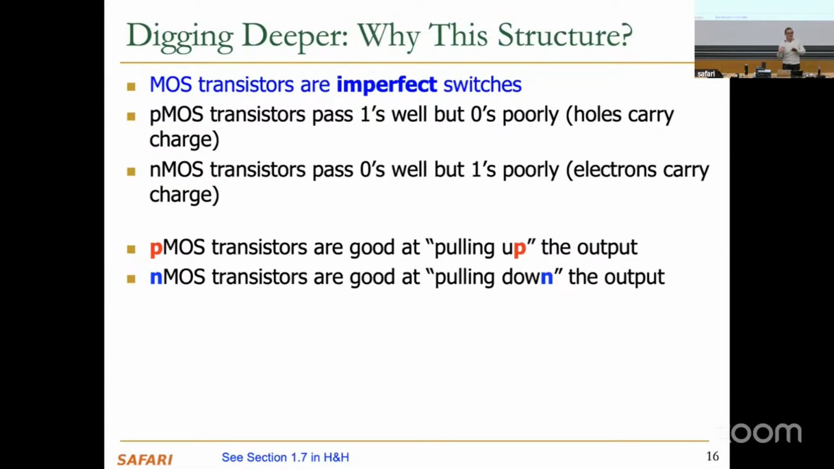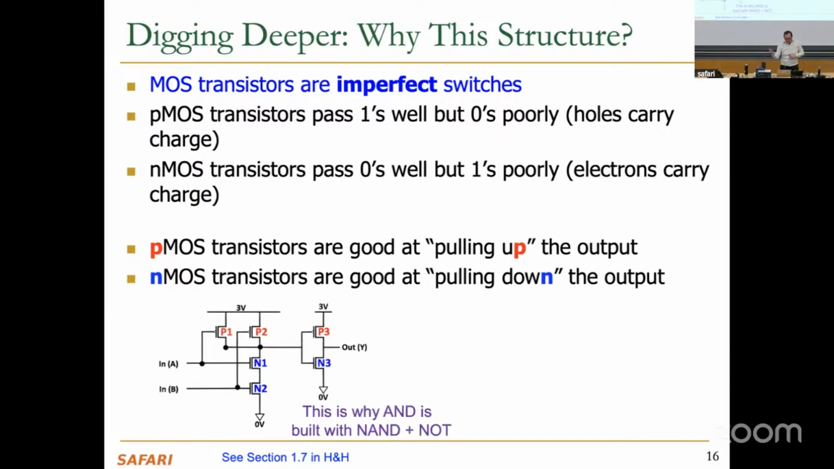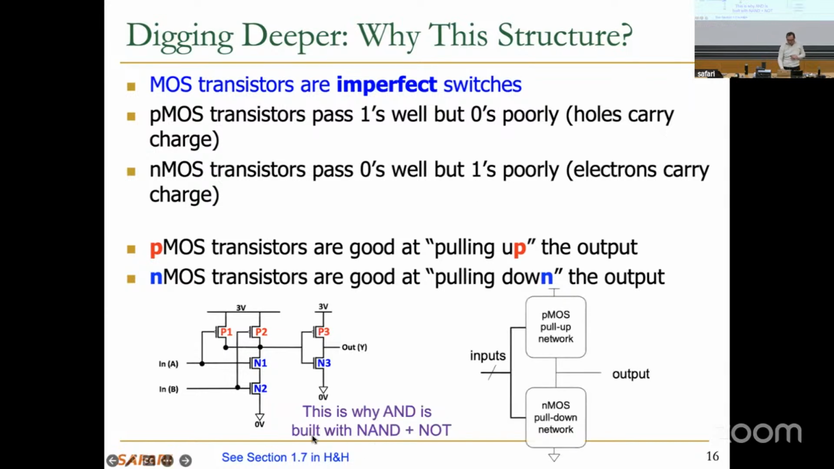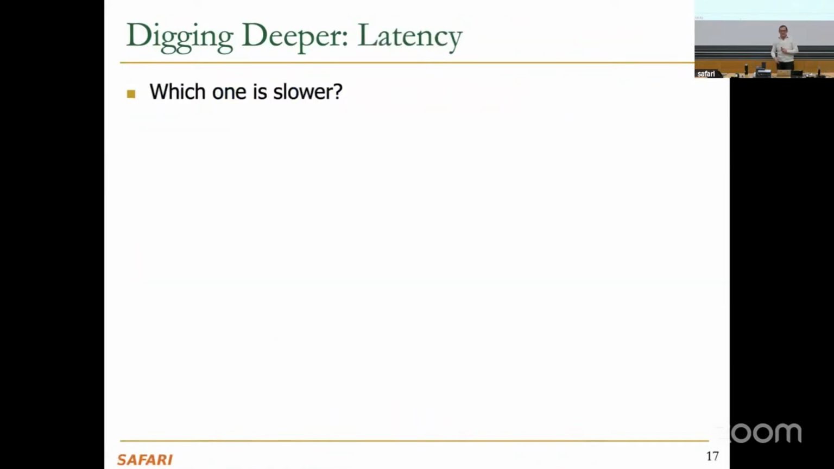So that's why you need to be careful. You really need to know how the underlying thing works. That's why what we did was an abstraction, and the abstraction was it's a switch under some conditions. That's why we built this AND with 6 transistors as opposed to 4 transistors that I tried earlier. And if you want to know more about it, you can read section 1.7, or you can take a microelectronics design course. Okay, so let's dig a little bit deeper.